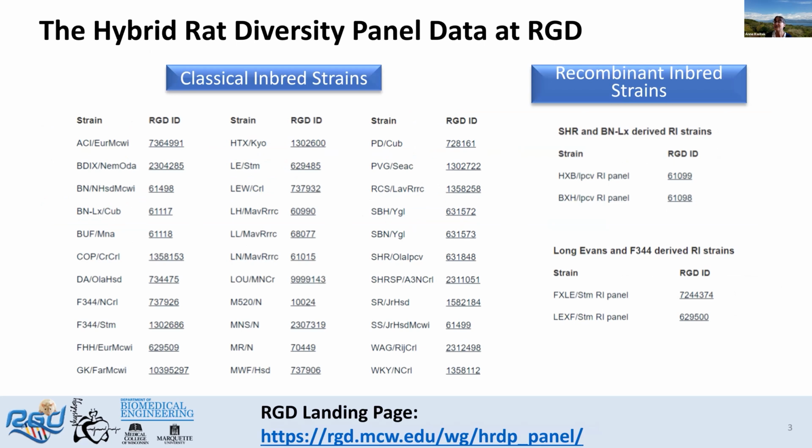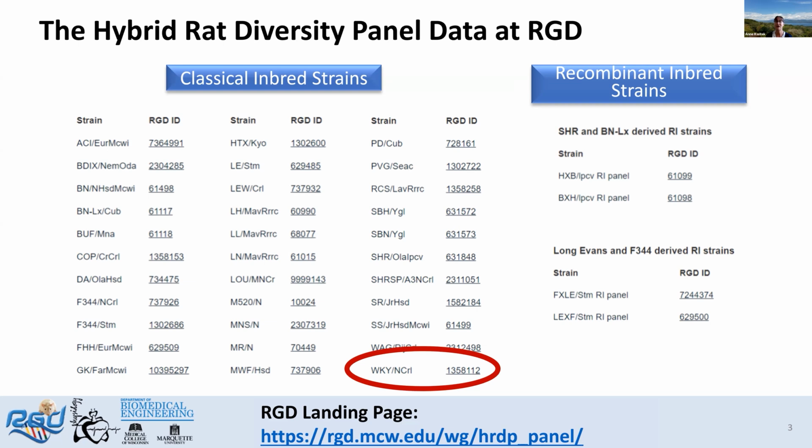So RGD has developed a landing page, if you will, for the HRDP strains, and this will be a centralized resource in order to have phenotypes and genotypic data in this centralized place. So I'm going to talk about the strains and our work annotating their associated phenotypes, and Monica Tutai will be talking about the genetic variation in the HRDP strains next.